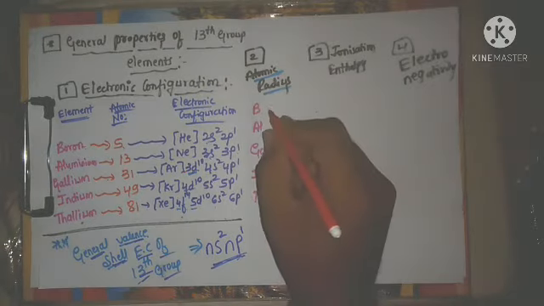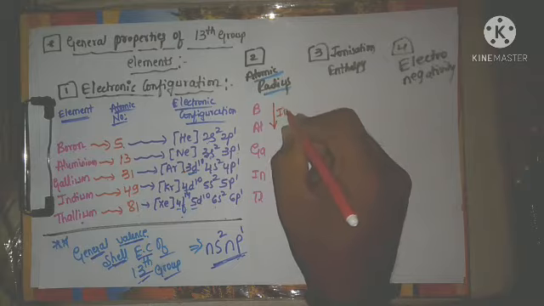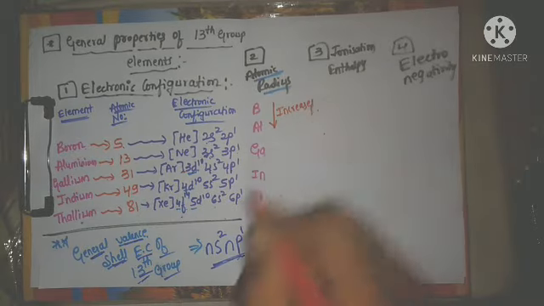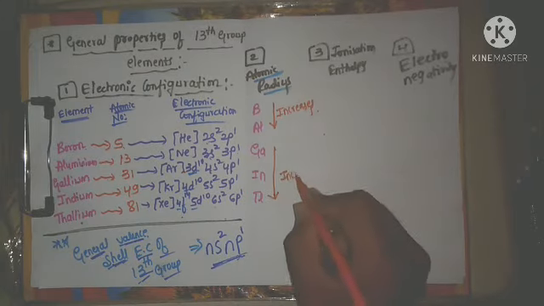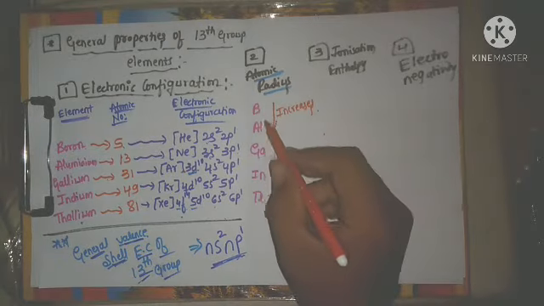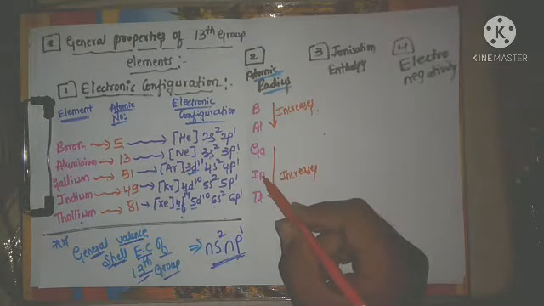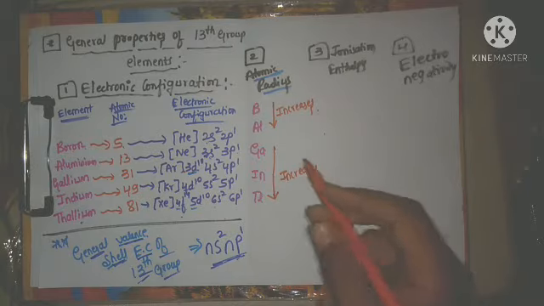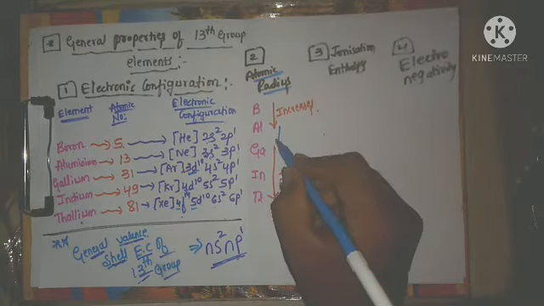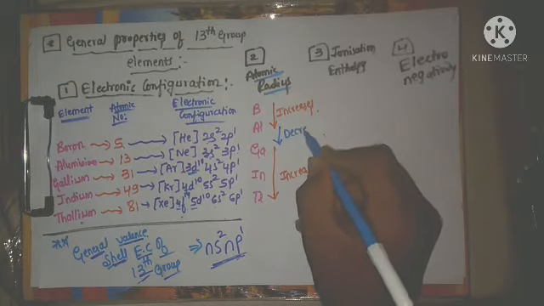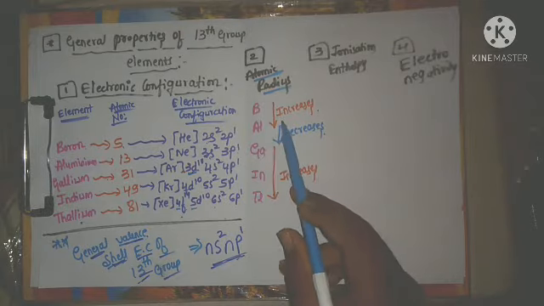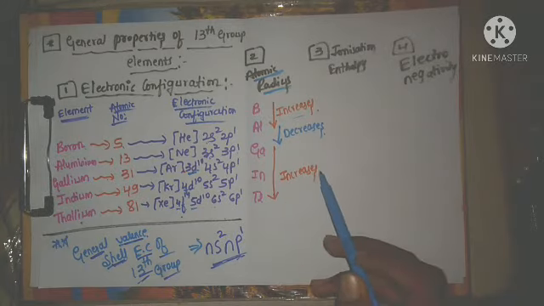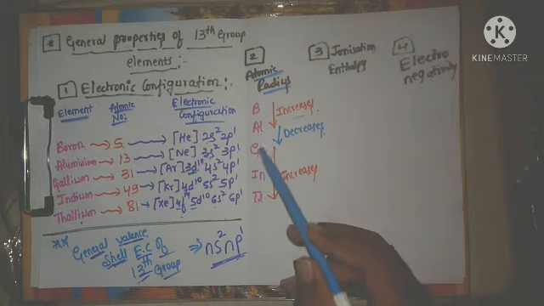What happens is boron to aluminum, as we think, atomic radius is increasing. From gallium to thallium also atomic radius is increasing. Boron to aluminum, size is increasing. Gallium to indium, size is increasing. Indium to thallium, size is increasing. But if you check from aluminum to gallium, the atomic radius slightly decreases. Clear?